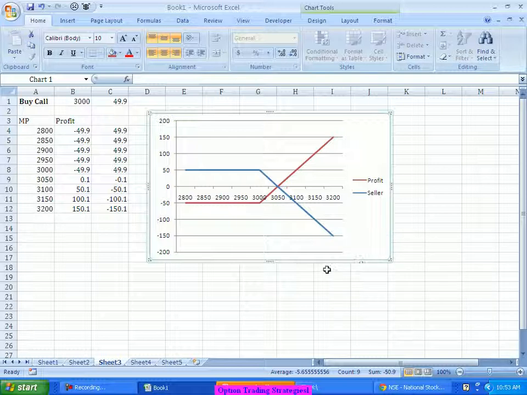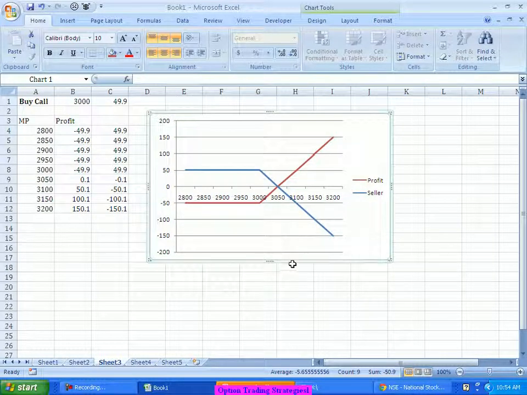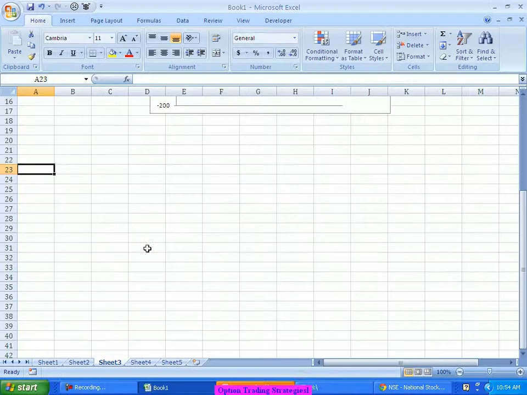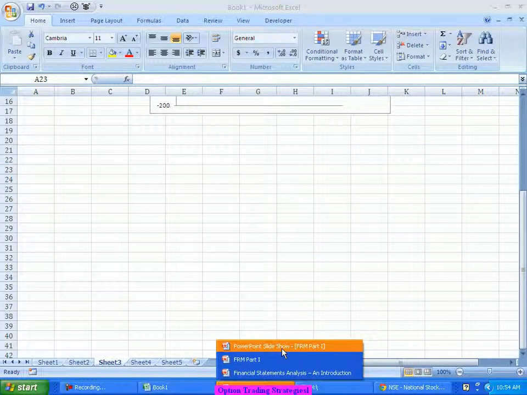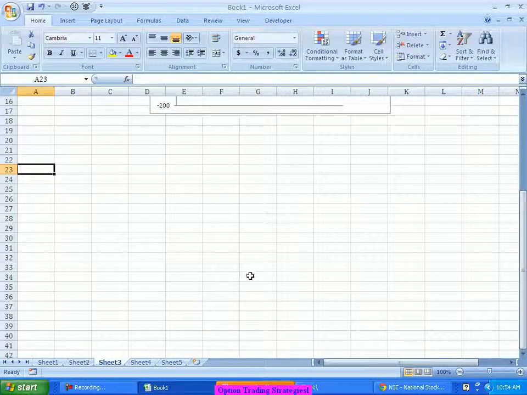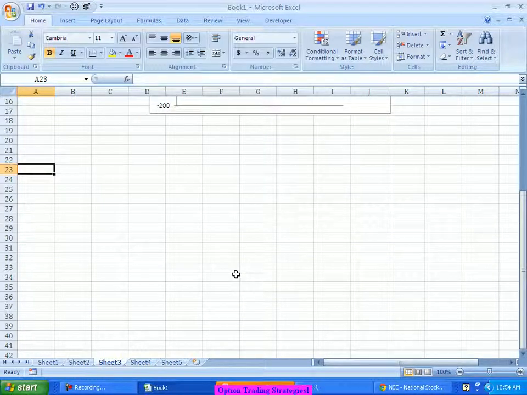Fine. Now let's start looking at the strategies. So this is a simple strategy in terms of just buy call, sell call. The same logic you can use for buy put, sell put. But now let's execute some of these mentioned strategies. So a protective put, right? Okay, let me use a protective put kind of a strategy.